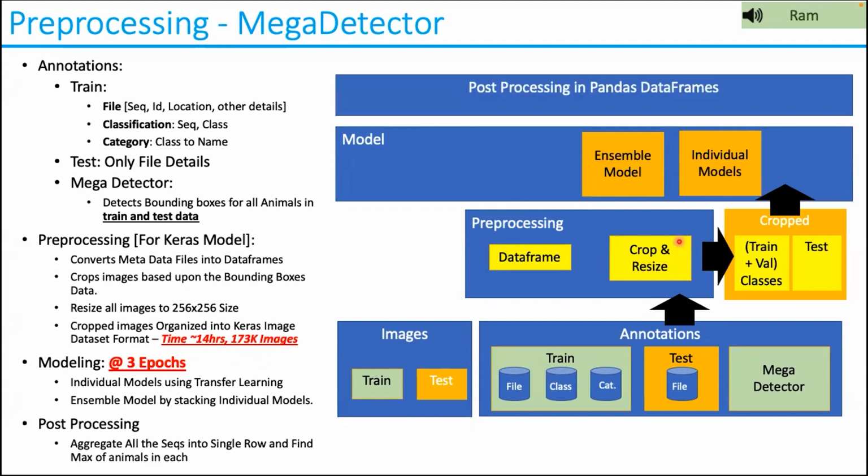Finally, we have to do some post-processing because every image has multiple animals or one animal. So we aggregated based upon these IDs, the sequence ID in the metadata which we created in the pre-processing. We took the results from the model, did some post-processing in pandas, and finally gave the results.